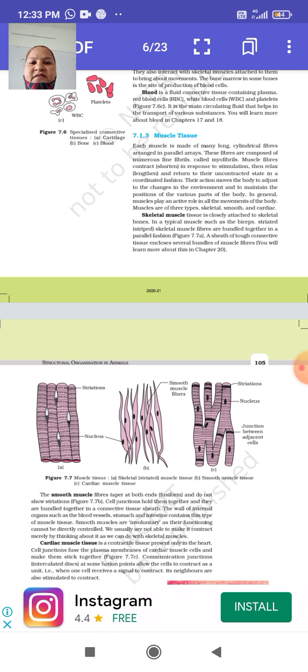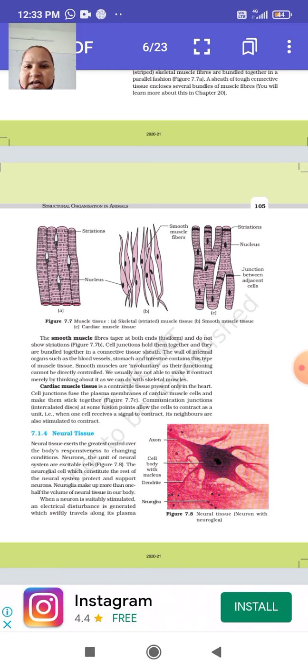A sheet of tough connective tissue encloses several bundles of muscle fibers. You can see this in figure 7.7. Now, smooth muscles. These muscles taper at both ends, which means they are fusiform. They do not show any striation, they are not striped. Cell junctions hold them together and they are bundled together in a connective tissue sheet.